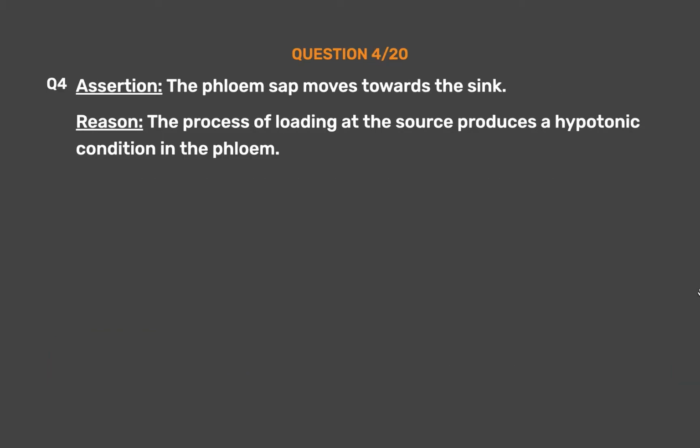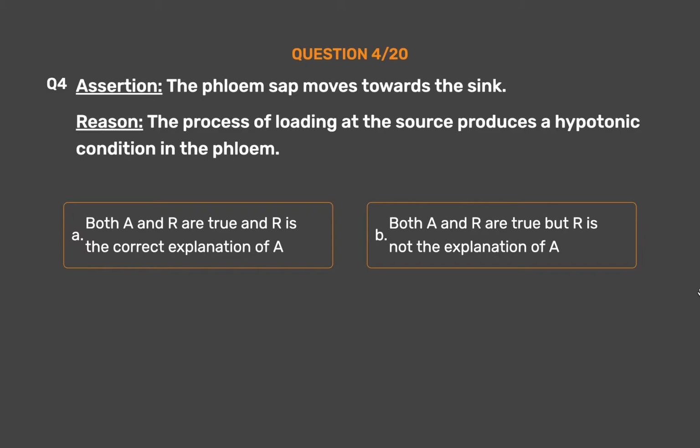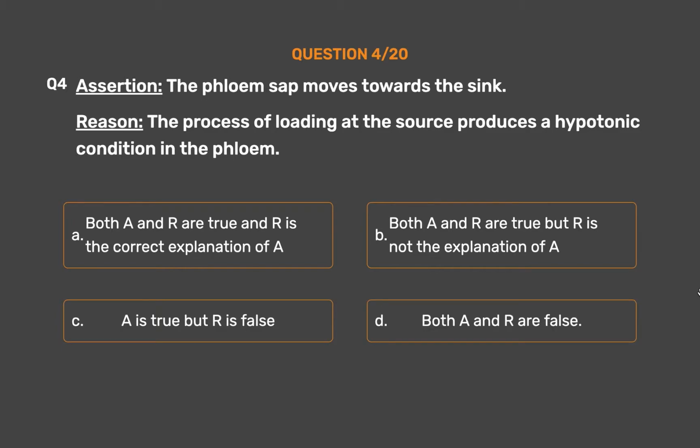Question number 4. Assertion: the phloem sap moves towards the sink. Reason: the process of loading at the source produces a hypotonic condition in the phloem. Option A. Both A and R are true and R is the correct explanation of A. Option B. Both A and R are true but R is not the explanation of A. Option C. A is true but R is false. Option D. Both A and R are false. The correct answer is Option C.